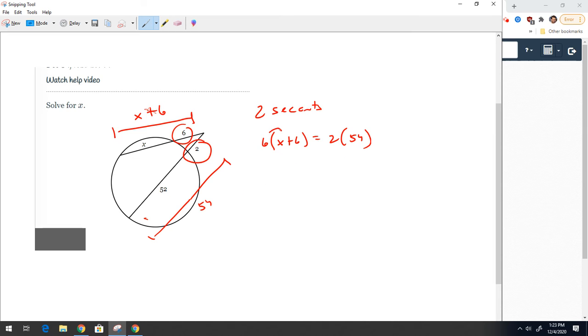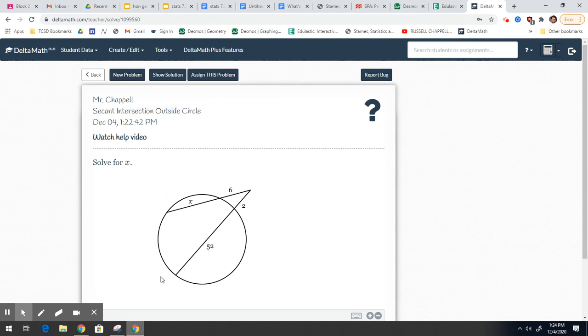So now I'm going to distribute the 6 on this side. So we get 6x plus 36 equals, on the right side, just multiply. 2 times 54 is 108. Subtract your 36. 6x equals 72, and divide by 6, and x is 12. And there we go. That's the value of x.